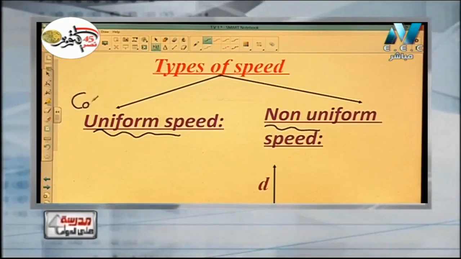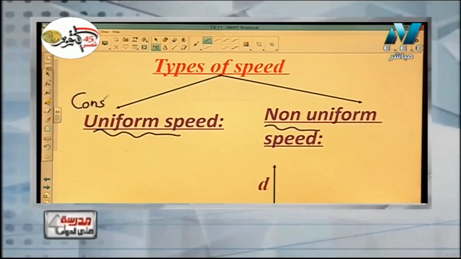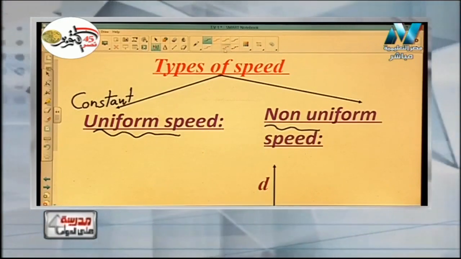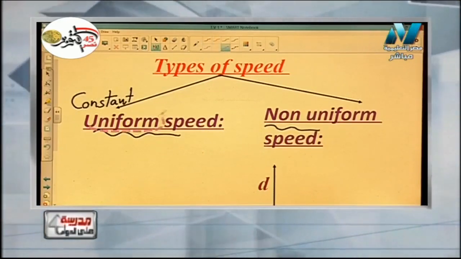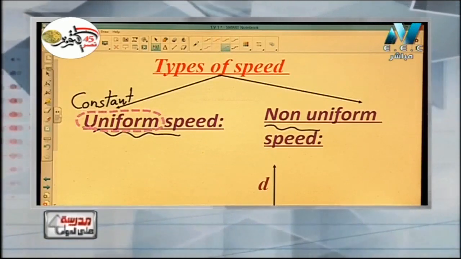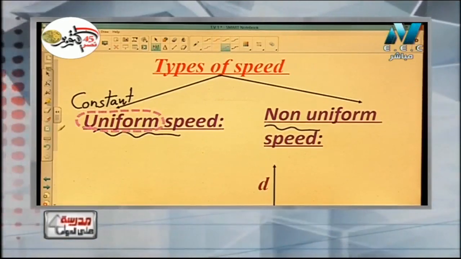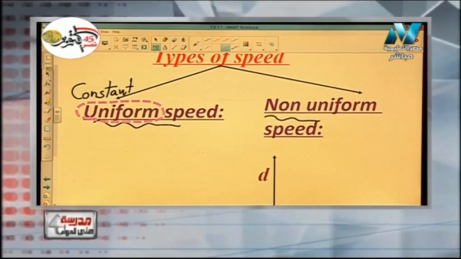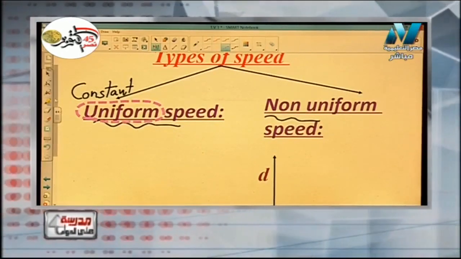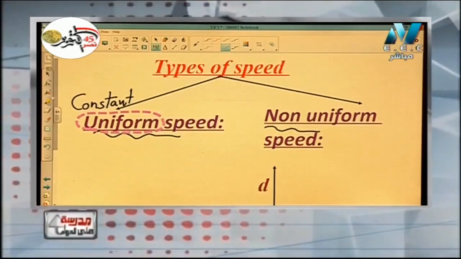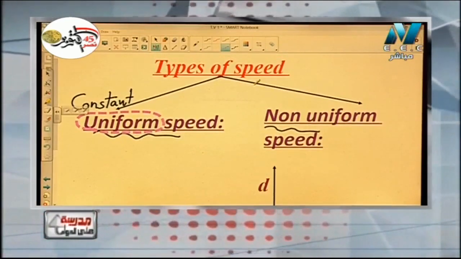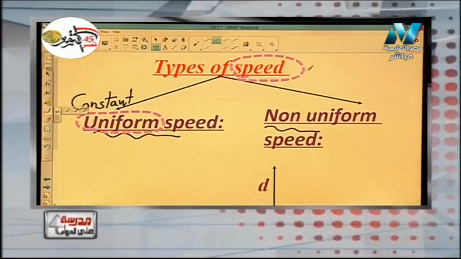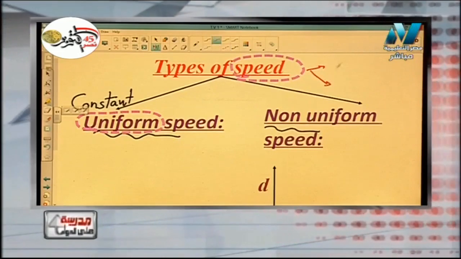We can say constant speed instead of uniform speed or regular speed. And on the other side, we have non-uniform speed or irregular speed. If you want to define uniform speed, we should know we have two factors affecting speed. We have what and what? We have distance and we have time.